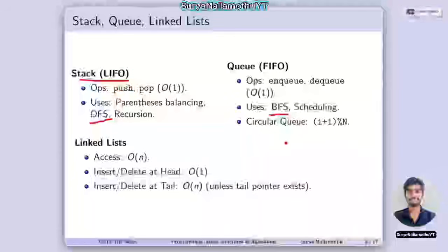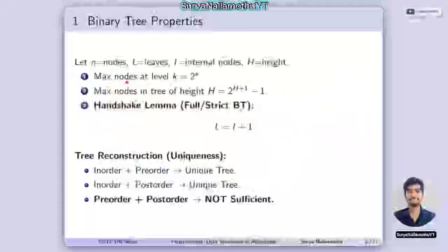Next, linked lists. In linked lists, the access is O of n. Insert or delete at head takes O of 1 complexity. Insert or delete at tail takes O of n. That's why we take the average to be O of n as the complexity for linked lists.